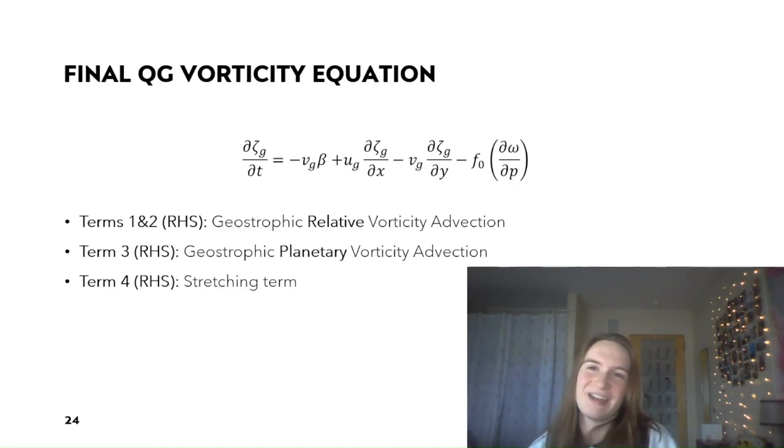I'll try and fix that and re-upload it. But for now, if you see this, that's the relative vorticity, right? So obviously these two are the relative vorticity advection, and then this is the planetary vorticity advection because it has that beta. Remember that beta term includes the Coriolis force, which is a proxy for our planetary vorticity advection. And then this is still the stretching term.